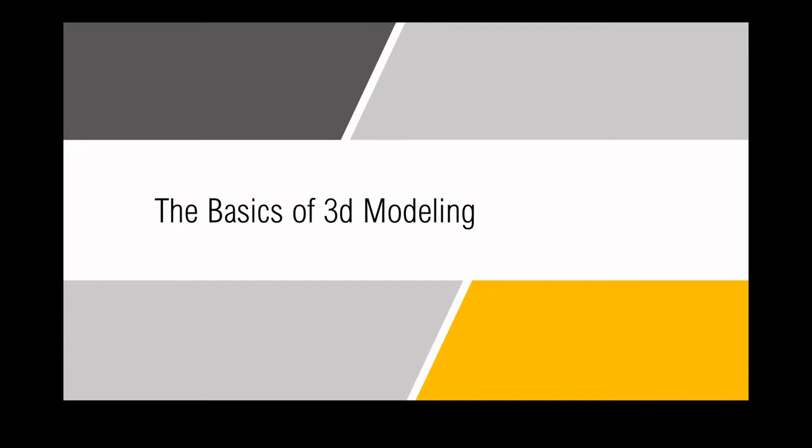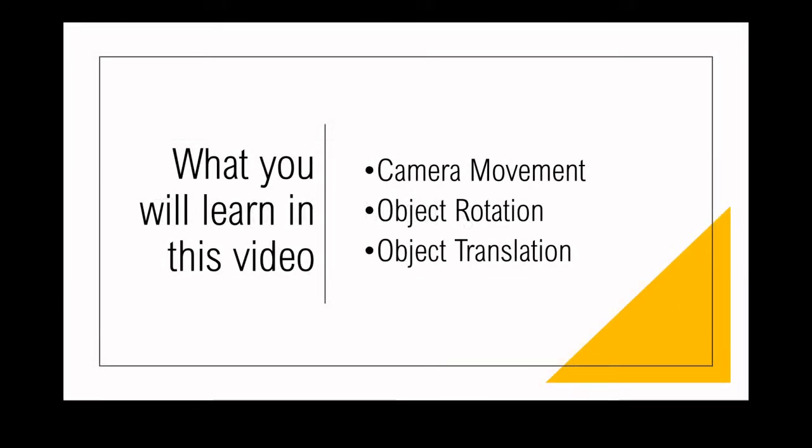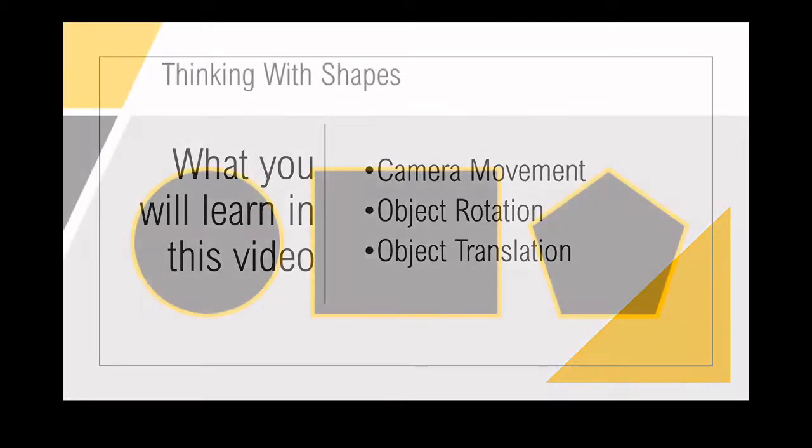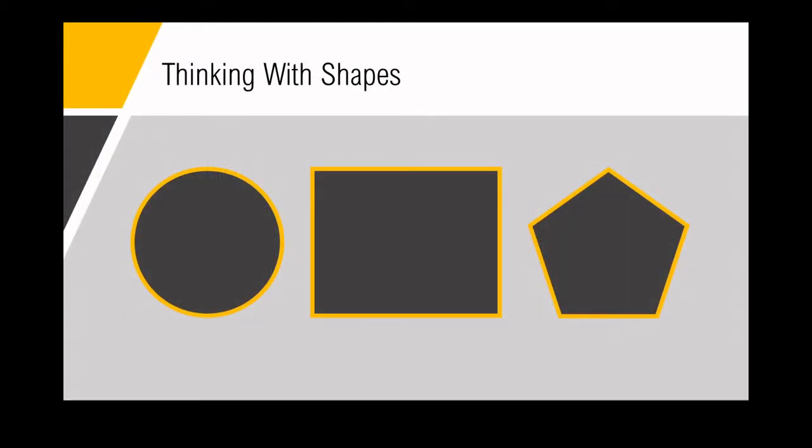In this video, we'll be covering our first project. You'll be learning about camera movement, object rotation, object translation. Most importantly though, you'll be learning how to think with shapes. When you're thinking about learning with shapes, think more like Minecraft or Legos. You're not thinking about building the whole thing at once, you're thinking about building with multiple parts. Well, with that said, let's get on to the project.